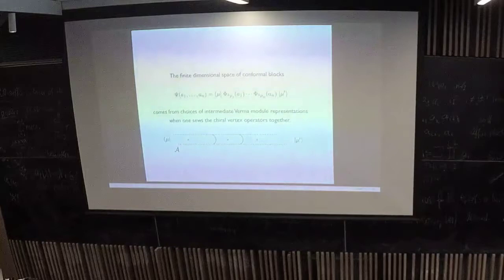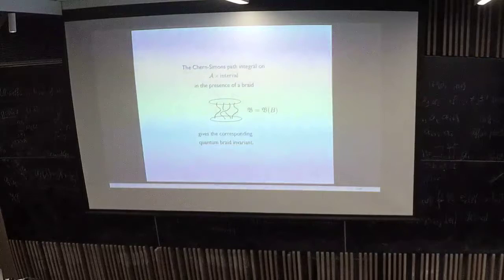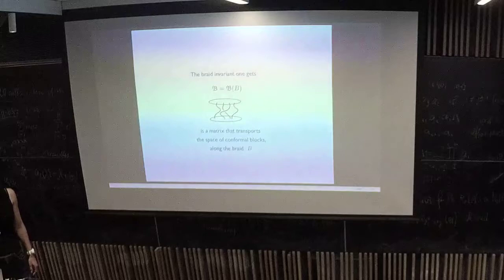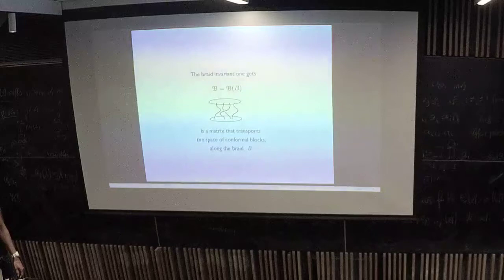Again, the way to think about it is you pick mu, pick a weight in the subspace of the whole tensor product, and that determines mu prime. All right. So Chern-Simons path integral on a disk times the interval in the presence of a braid gives you the corresponding quantum braid invariant. And the braid invariant is a matrix that transports the space of conformal blocks along the braid, or transports the Hilbert space of Chern-Simons theory along the braid.